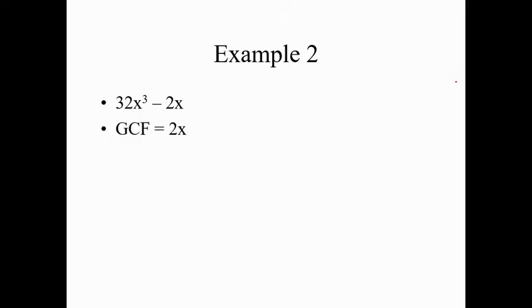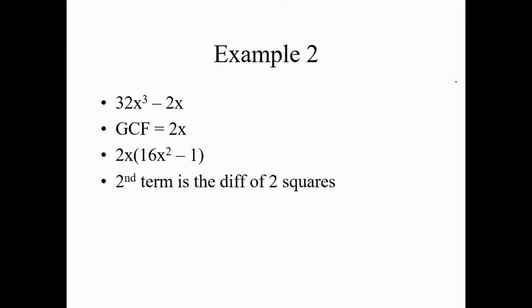That's right, our GCF is 2x. Notice we get 2x times 16x squared minus 1. Well, 16x squared and 1 are perfect squares, and remember, 1 is always a perfect square. So now we're going to look at the difference of squares. And 16x squared minus 1 factors into 4x plus 1 and 4x minus 1.